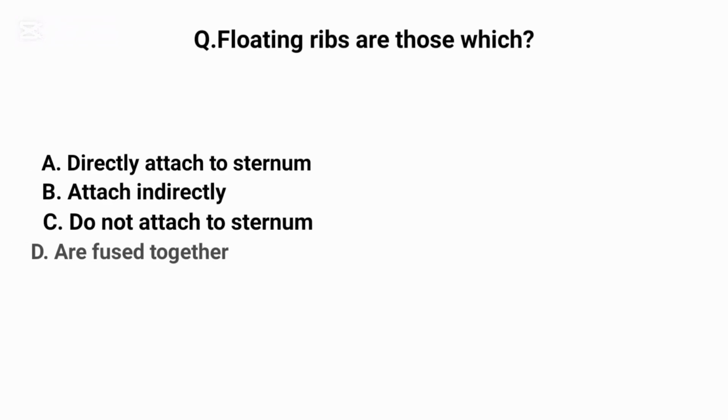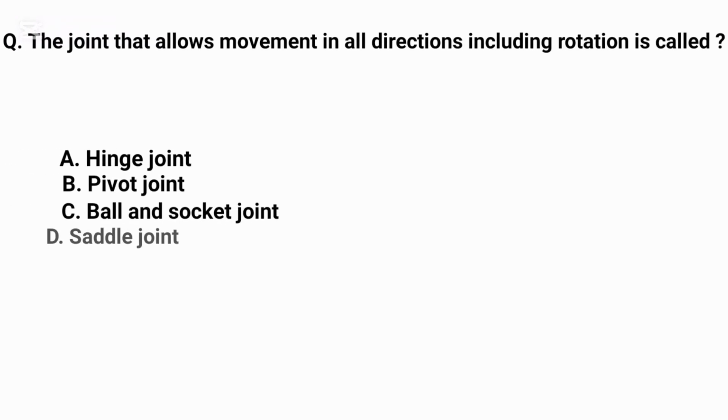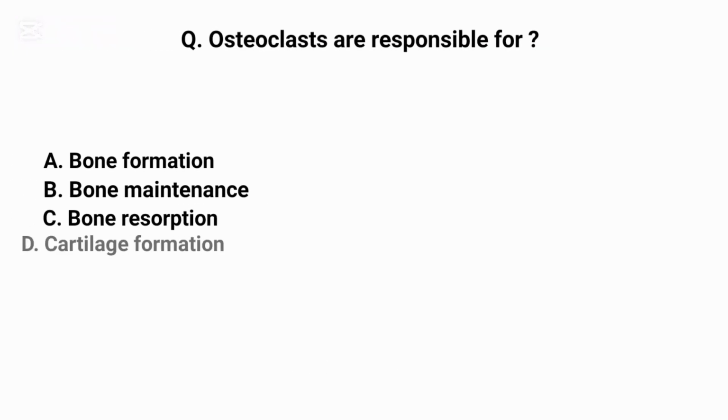Floating ribs are those which. Correct answer is option C, do not attach to sternum. The joint that allows movement in all directions including rotation is called. Correct answer is option C, ball and socket joint. Osteoclasts are responsible for. Correct answer is option C, bone resorption.